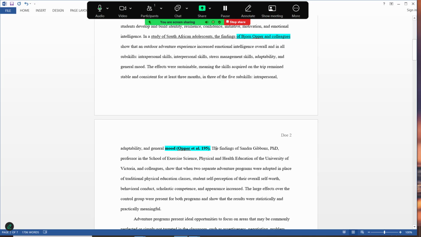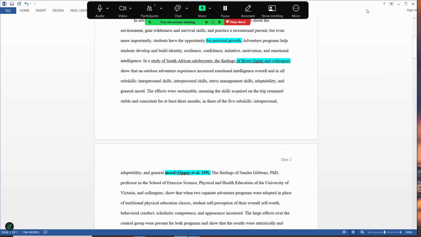Now, you'll see here, she uses more evidence to support her point that adventure programs have the opportunity to give students personal growth. After Oppert et al., she is using the research right here of Sandra Gibbons, PhD, and she's actually calling this the findings of Sandra Gibbons, PhD, and she's even labeling or telling us who this Sandra Gibbons, PhD is. What is her claim to be an expert in this? She's a professor of exercise science, physical education, and of the University of Victoria, and her colleagues again, not "and others," okay?